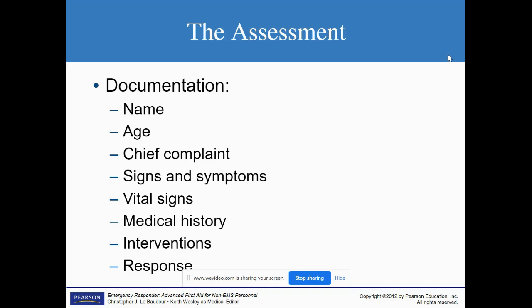The kind of things that you want from your patient would be their name, their age, their chief complaint, the signs and symptoms that have been observed, their vital signs that you've recorded, and the medical history that you've been able to ascertain. Make sure you have any interventions, any care that you provided, and also how in its entirety you have responded.